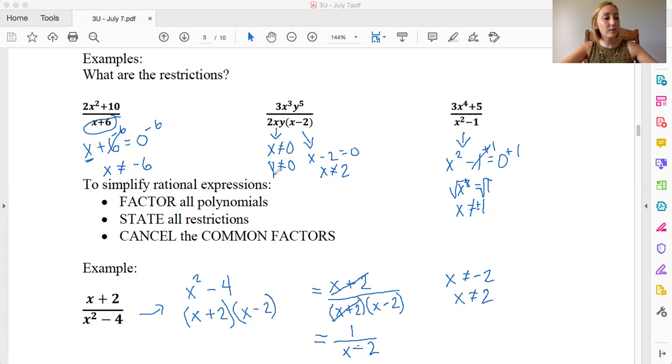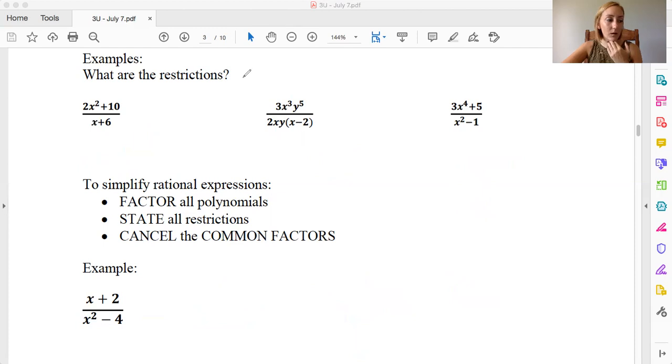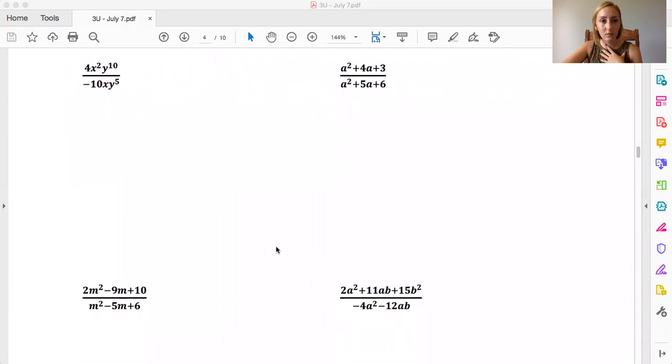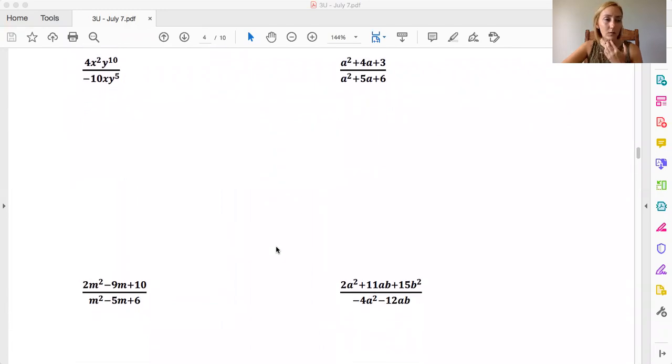So I'm going to clear that. We're going to do a few more examples. So the first one's relatively easy. You don't need to factor anything, which is nice. So we can simplify this guy. This guy would be the same thing as that.